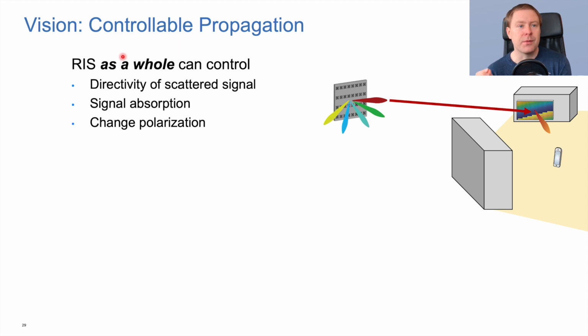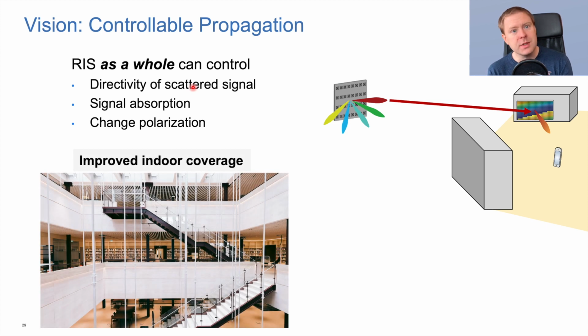And the idea with the reconfigurable intelligent surface here is that, as a whole, it can control the directivity of the scattered signal. It can also control signal absorption and change polarization of waves. There are other things that can also be done using these kinds of surfaces, which are typically made of things like metamaterials, which are hardware implementations where we can change impedances and other properties. We can use it for improved indoor coverage. So here is the library at Linköping University.